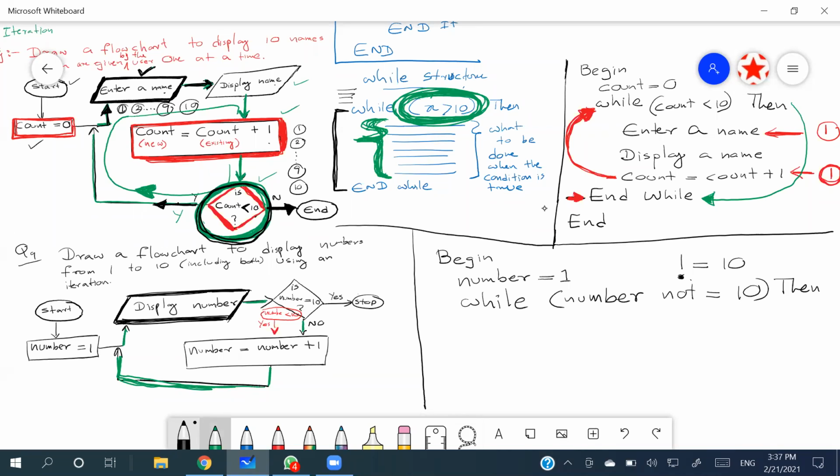so the first thing comes first, right? The condition goes first and this goes second. So we say display number, right? Then you can say number equals number plus 1, right?